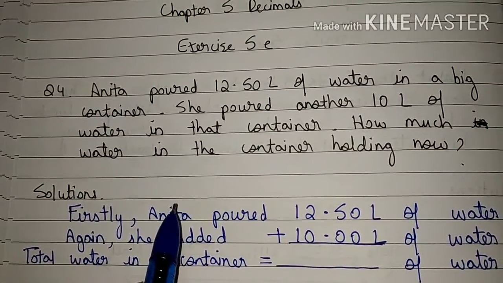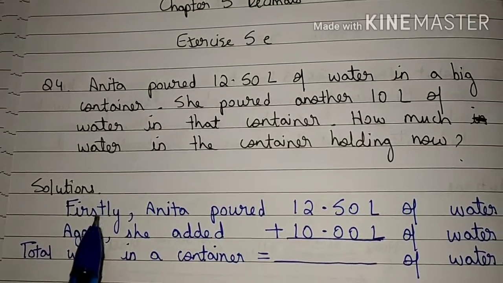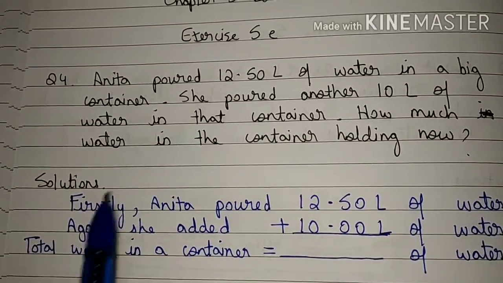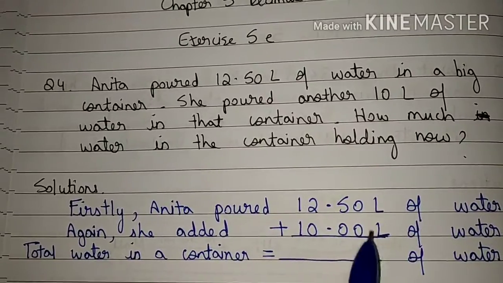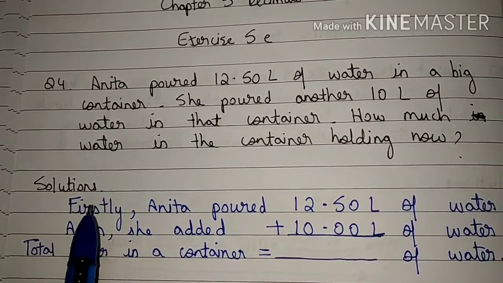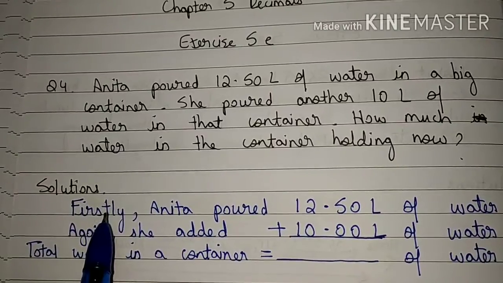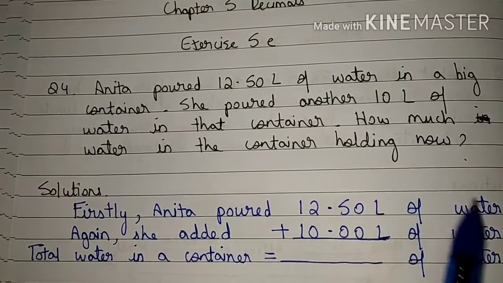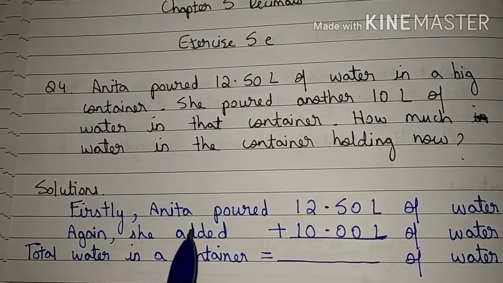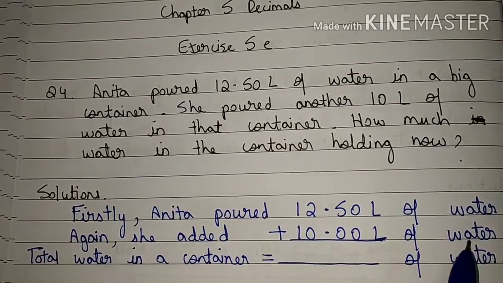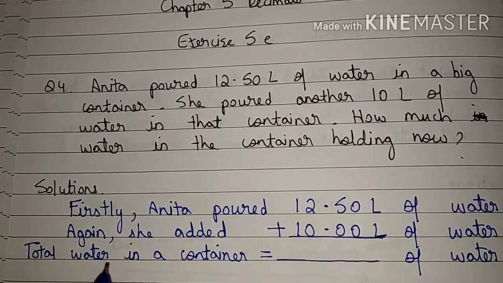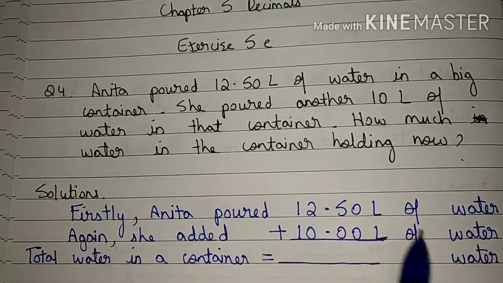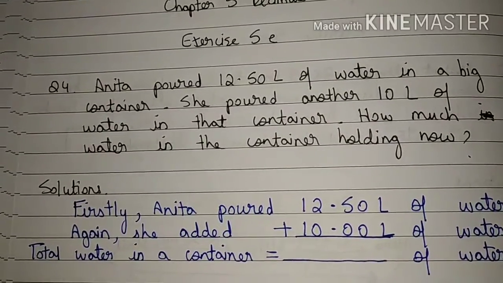Students, first of all you will write statement like this. Firstly, Anita poured 12.50 liter of water. Again she added 10 liter of water. Anita has a big container in which firstly she added 12.50 liter of water. After that she also added another 10 liter of water. So total water in a container is 12.50 liter plus 10 liter of water. So students, in this question we will do addition.